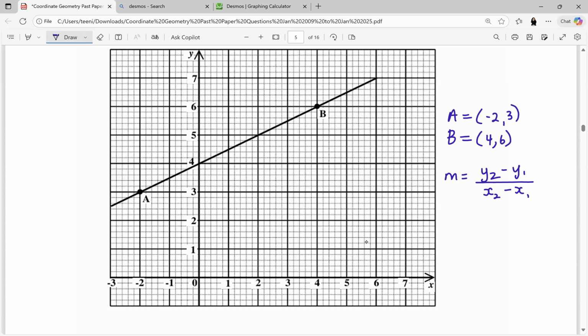Determine which ones you're using first, whether you're using A. If you're using A, you'll start with 3 as the y coordinate. And then on the bottom, you have to start with the corresponding x coordinate, so it will be negative 2. All right, so try that one for me, guys. I'm giving you 1 minute. M is equal to y2 minus y1 over x2 minus x1.